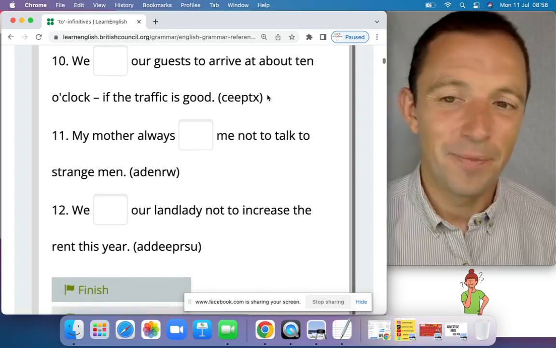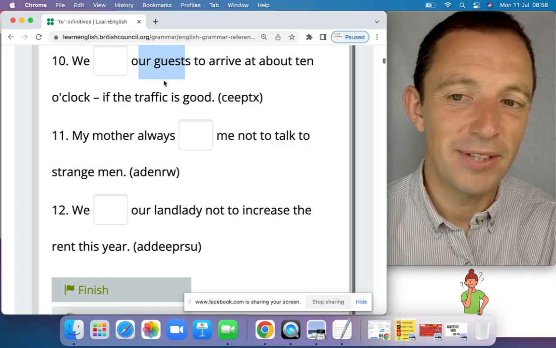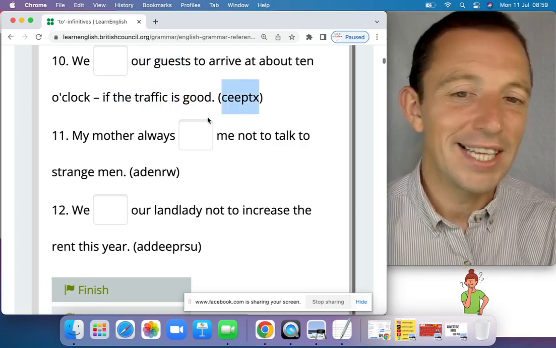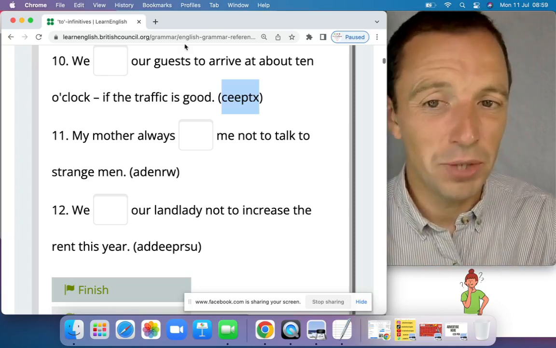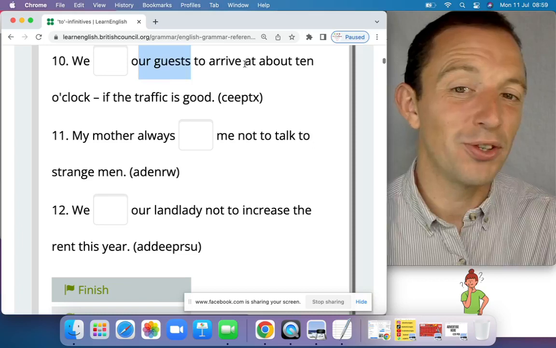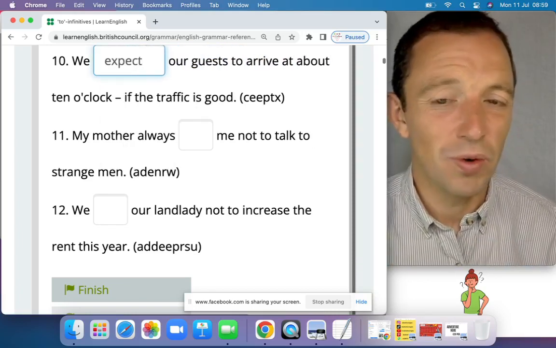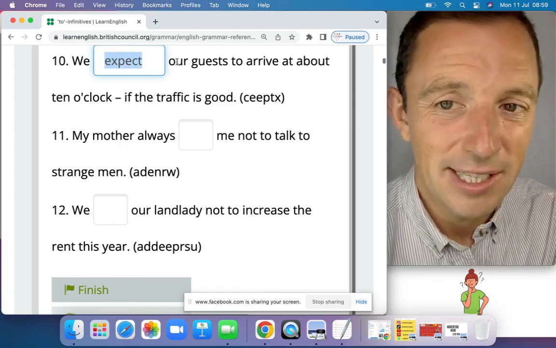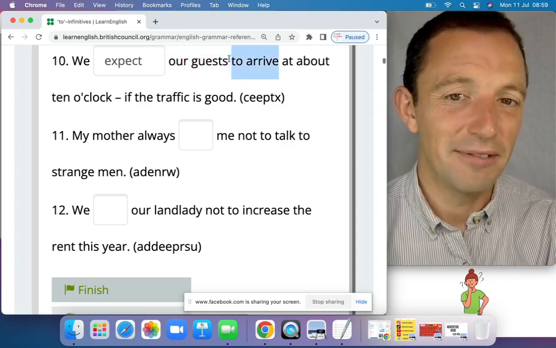Number 10, we, something our guests to arrive at about 10 o'clock if the traffic is good. So I think this is clear with the verb to expect plus the direct object. We expect our guests plus the infinitive. Okay, we expect our guests to arrive at about 10 o'clock if the traffic is good. So after expect, we have the direct object plus the infinitive.